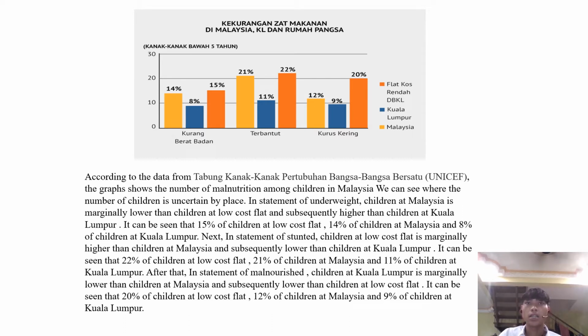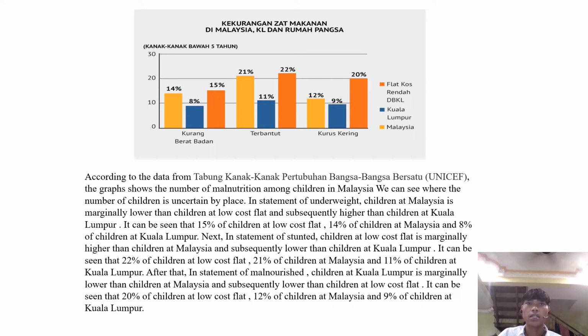Next, in terms of stunted, children at low-cost flats are marginally higher than children in Malaysia, and subsequently higher than children in Kuala Lumpur. It can be seen that 22% of children at low-cost flats, 20% of children in Malaysia, and 11% of children in Kuala Lumpur.